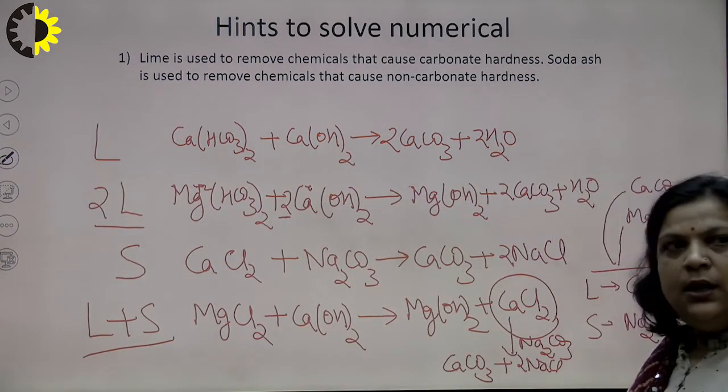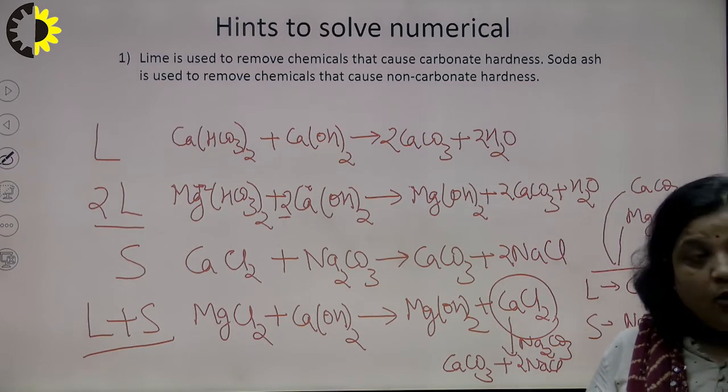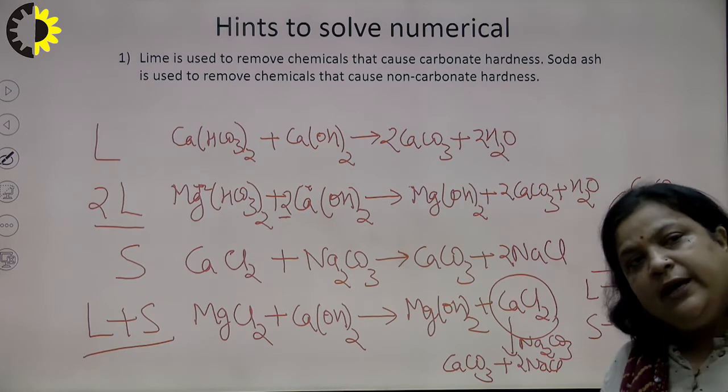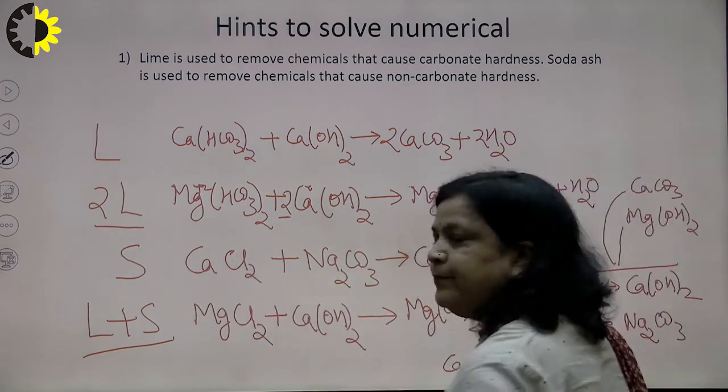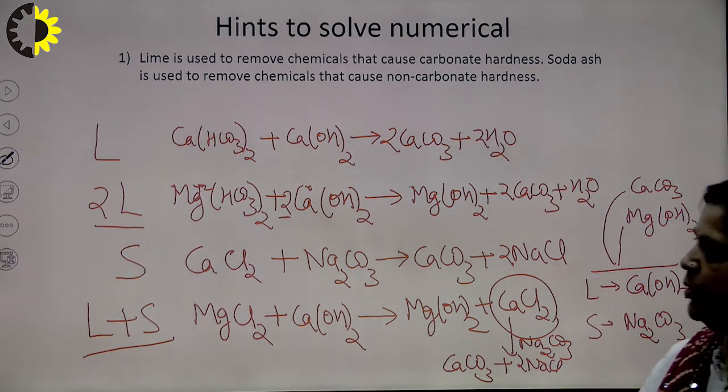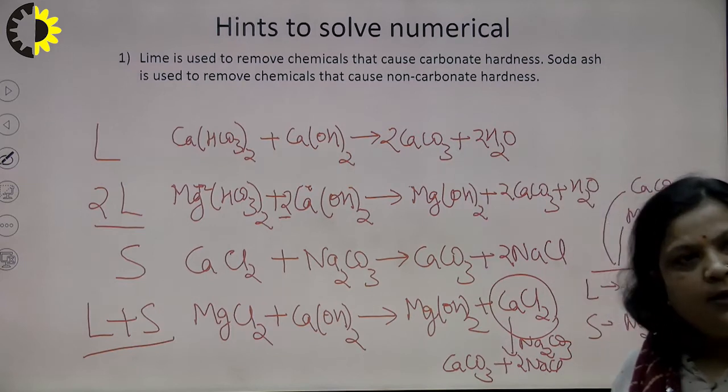First, temporary hardness, or we can say for calcium bicarbonate we require L, otherwise for all calcium we require soda. Magnesium bicarbonate we require 2L, otherwise for all magnesiums we require lime plus soda.